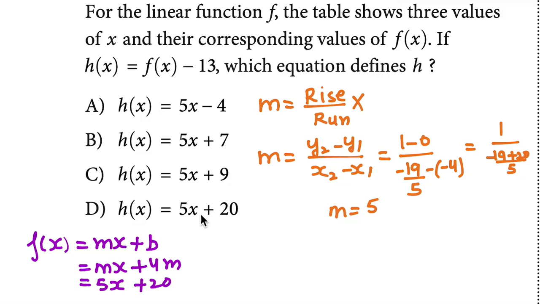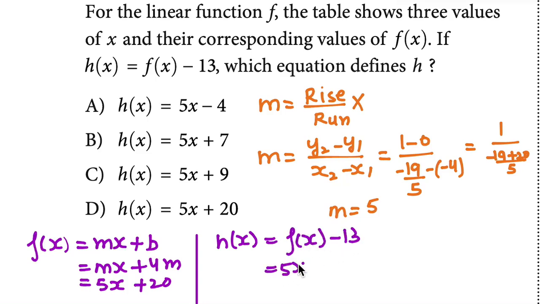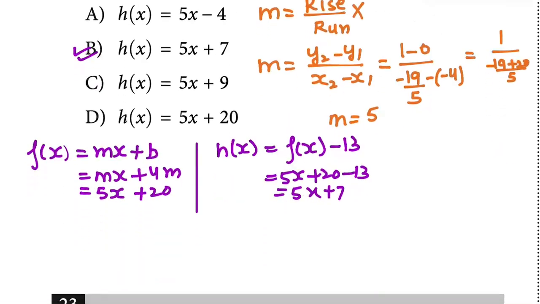This happens when we are a little bit stressed. So stop. Think what is asked. We have calculated f(x), not h(x). H of x is actually f of x minus 13. So 5x plus 20 minus 13, and that is 5x plus 7. That means B is the right option. Wonderful question. Next one is also a good question.